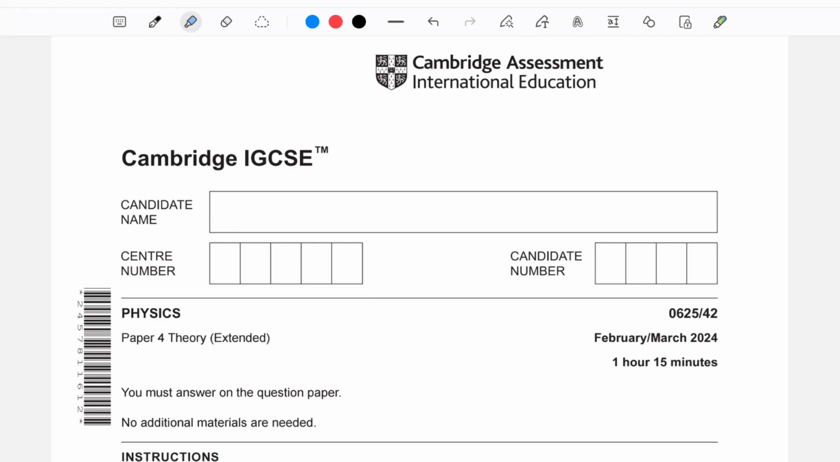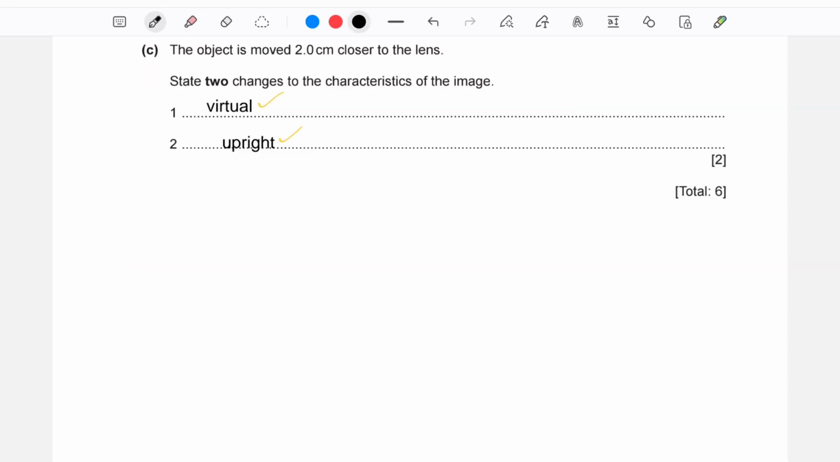Cambridge IGCSE 0625/42, February-March 2024, Paper 4, Theory Extended. Full paper walkthrough. Question 7.